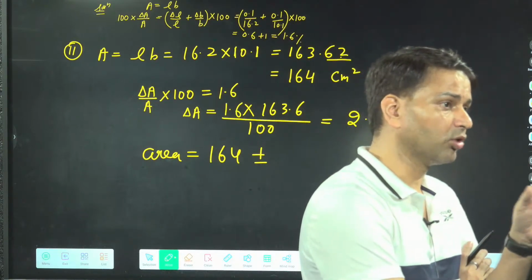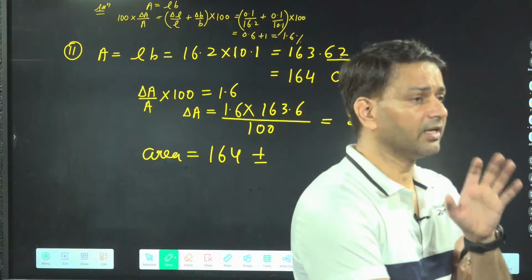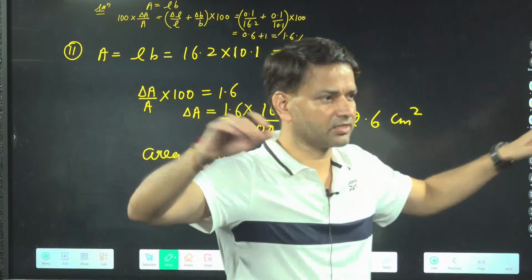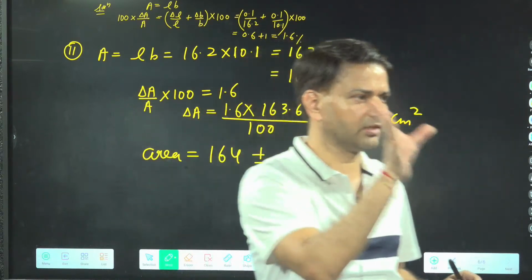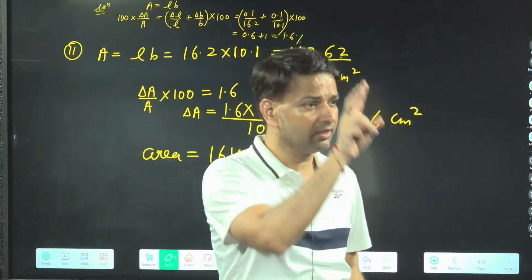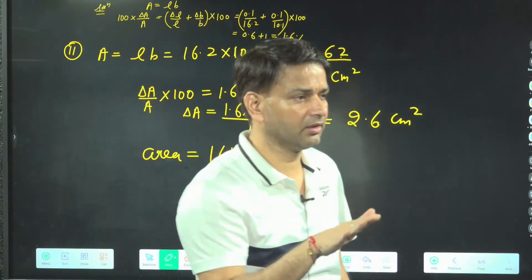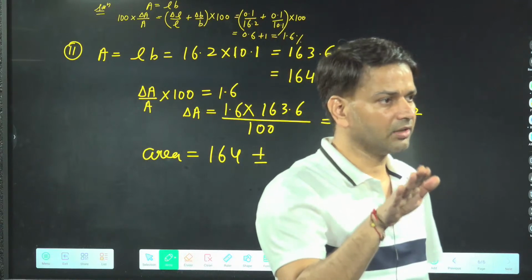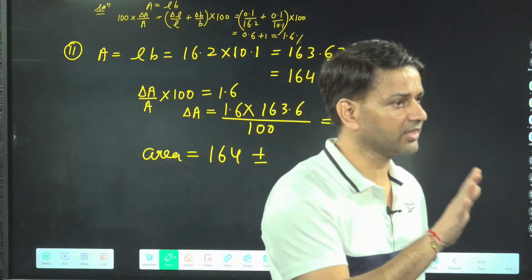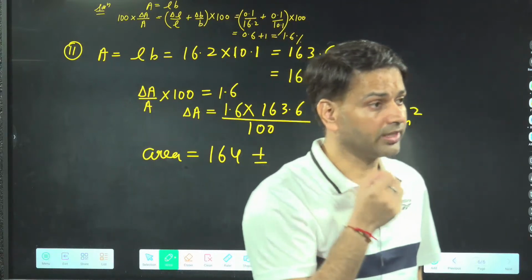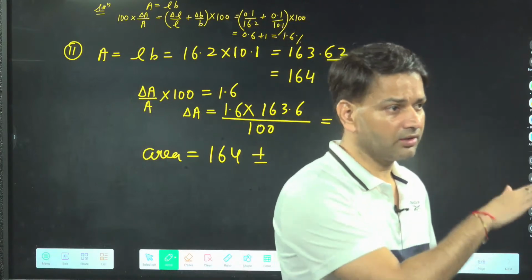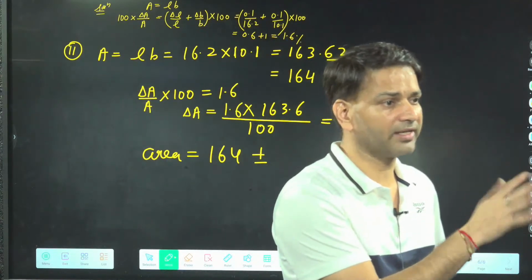Because it will violate the rule of addition also. Suppose you are measuring any length by a meter scale. Meter scale means each division of that scale is 1 meter, no other small divisions are there. Suppose from that scale you are measuring 164. So for that 164, how much error can you make? Either 1 meter, plus minus 1.